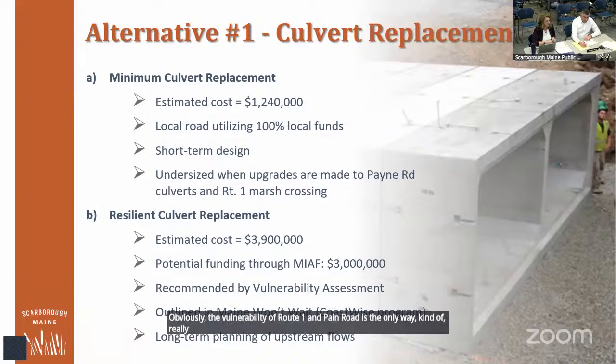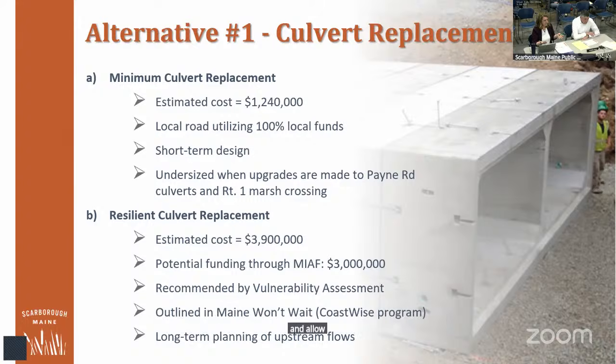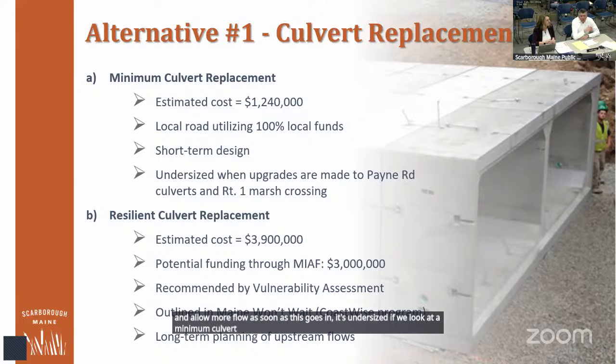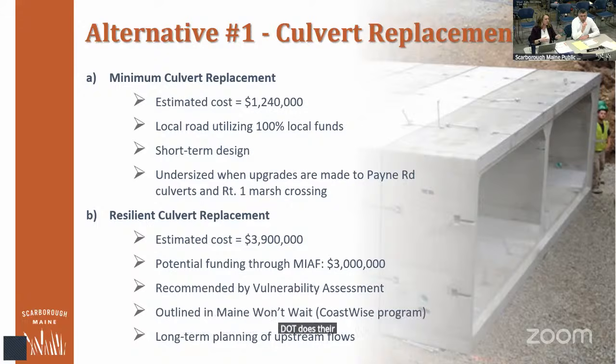So thinking that because the upstream and downstream will open up and allow more flow, as soon as this goes in, it's undersized if we look at a minimum culvert such as this. So I'm thinking of it as short term until DOT does their project and we get our Payne Road culvert funded.